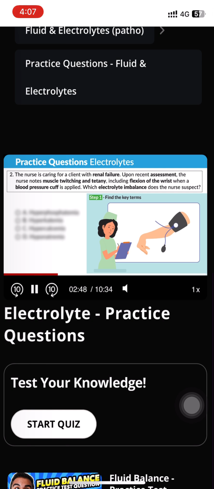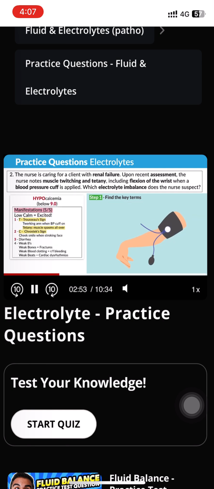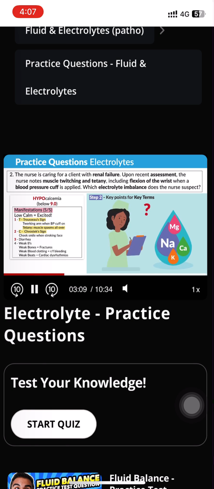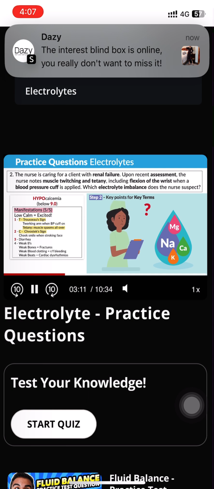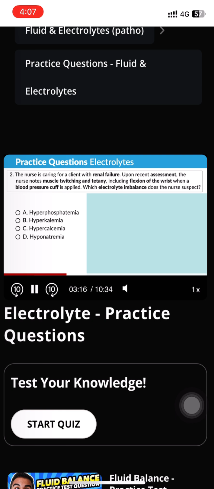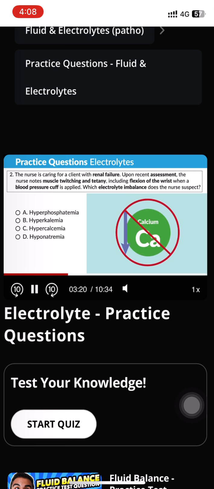So the assessment findings are twitching and tetany with a key term, flexion of the wrist with a blood pressure cuff on. This is Trousseau's sign, the arm twerk with the blood pressure cuff on. This is a big manifestation that you should know for low calcium, that hypocalcemia. Now, the question is asking which electrolyte imbalance does the nurse suspect? So let's look at the options here. We're looking for hypocalcemia, right? That low calcium. But we can't really see it in the answer options.